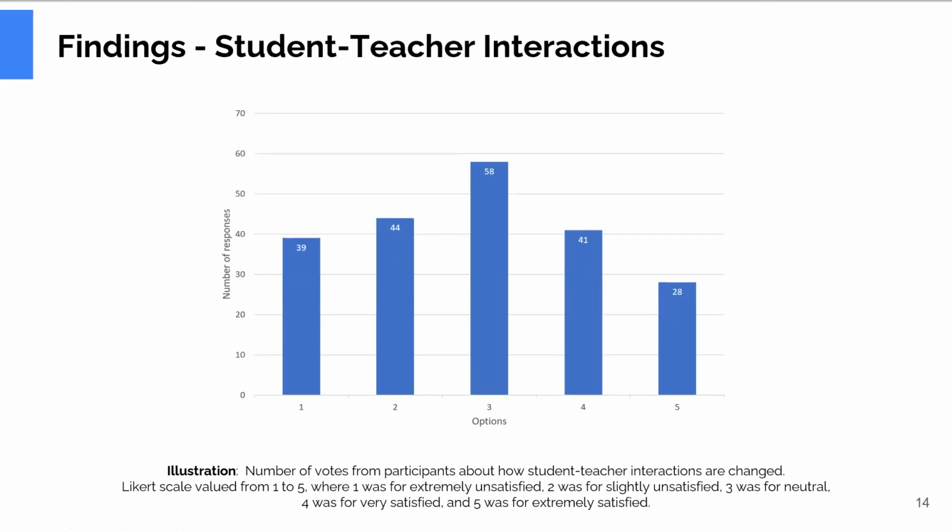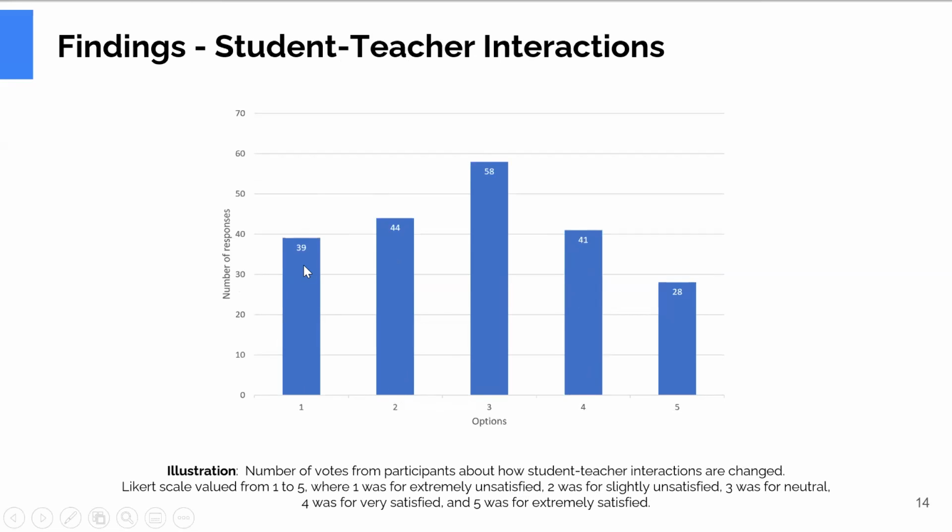Now, in terms of student-teacher interaction and how it has changed, it was also a Likert scale question, and the data was valued from 1 to 5. 1 was for extremely unsatisfied, 2 was for slightly unsatisfied, 3 was for neutral, 4 was for very satisfied, and 5 was for extremely satisfied.